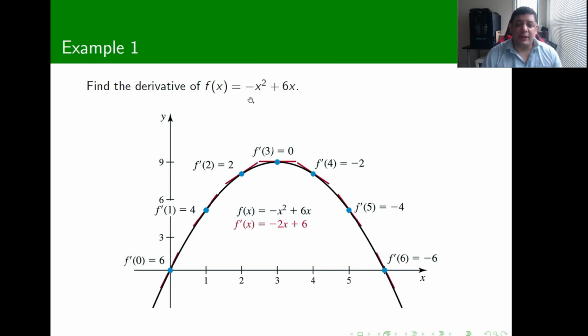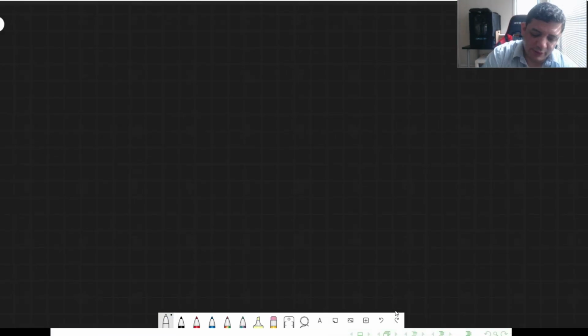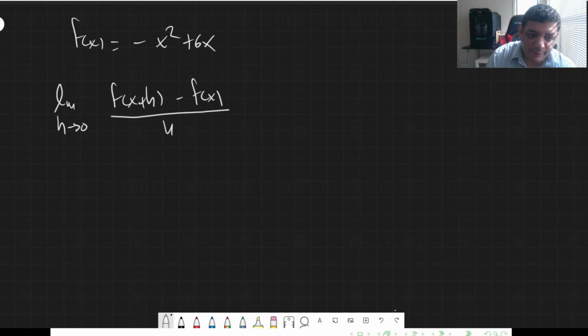Now, let's take a look at an example of that. We're going to find the derivative of the function minus x squared plus 6x. For that, let's use the definition of the limit. So f of x is minus x squared plus 6x, and we're going to use the limit when h goes to 0 of f of x plus h minus f of x over h. Or we could use the other definition, it doesn't matter, but for now, let's use this one.